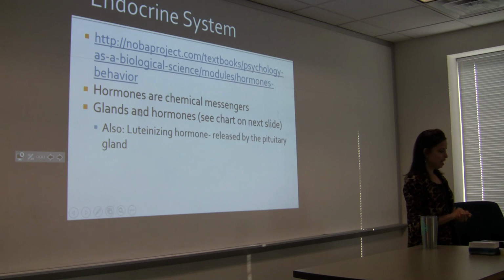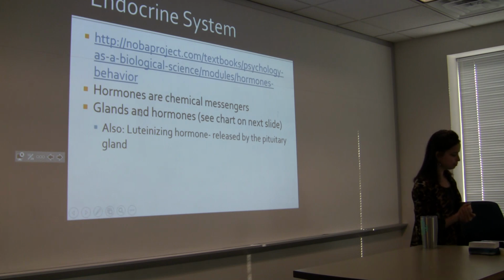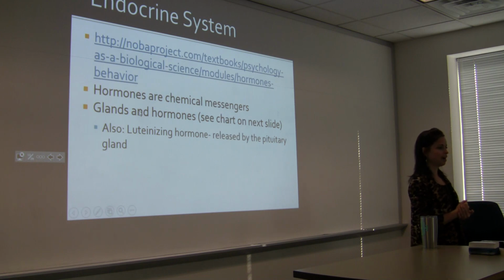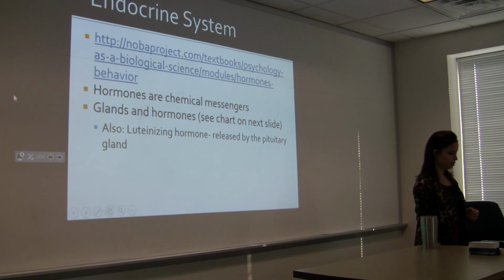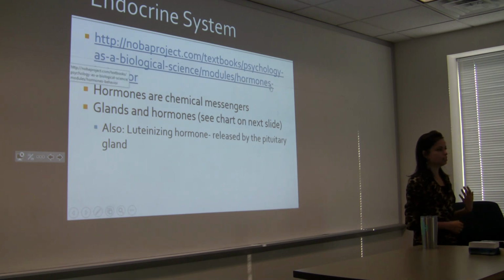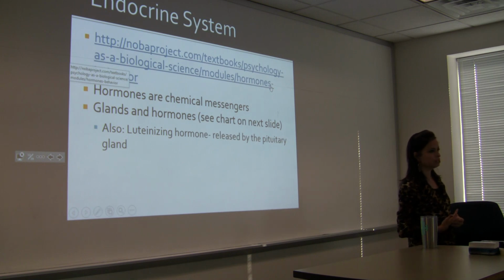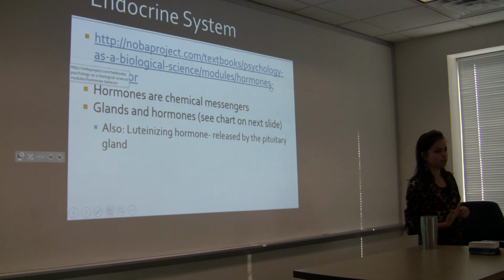Okay. Endocrine system. The nervous system is not the only thing that we need to survive. I'm kind of biased and I would like it that way, but we have other things going on. The endocrine system is one of them, and hormones are part of that system. I've provided another resource for you to look at if you want to refer to that. Just know that hormones are chemical messengers.